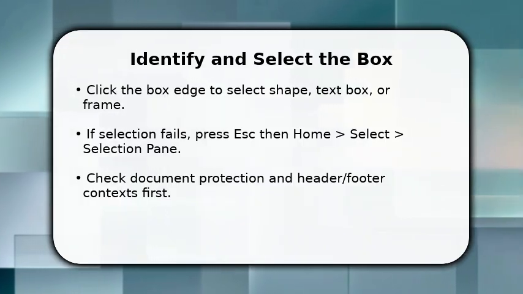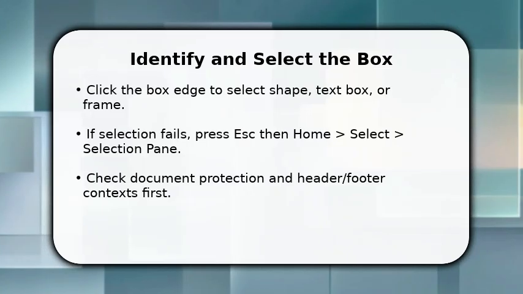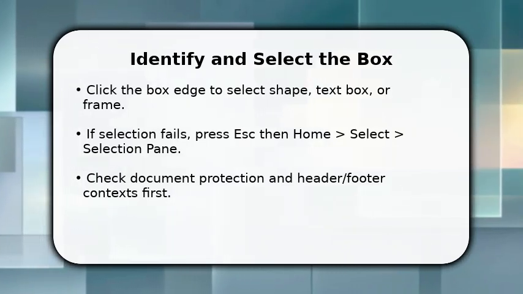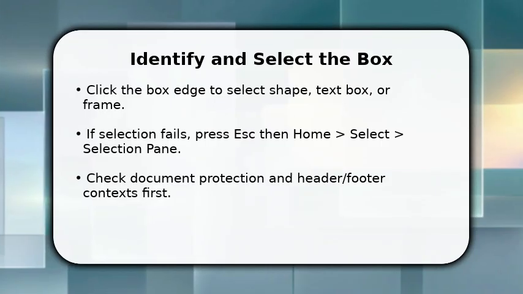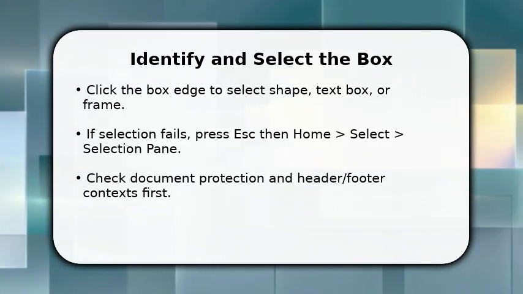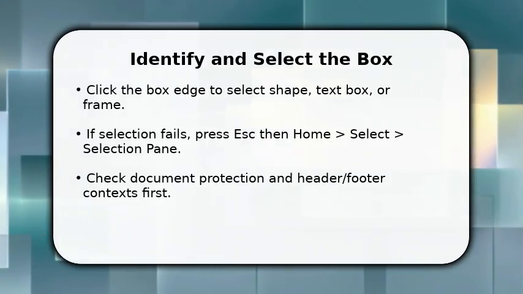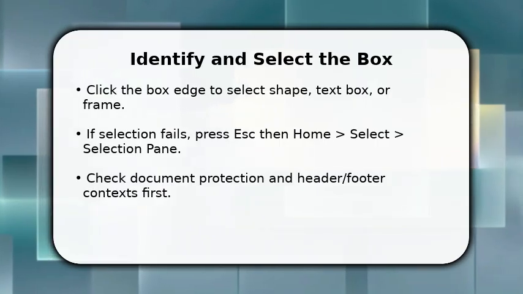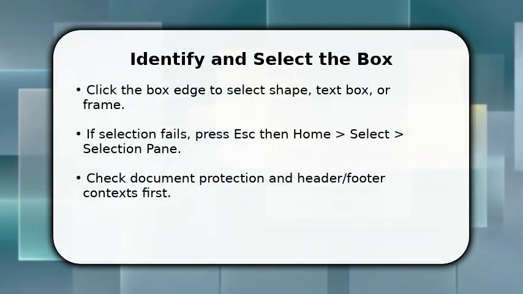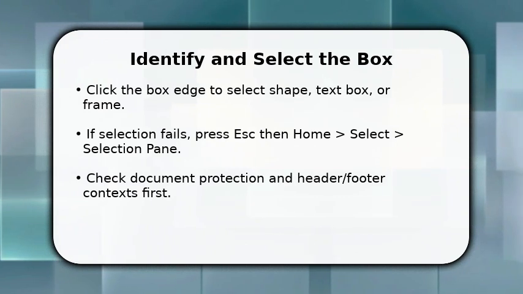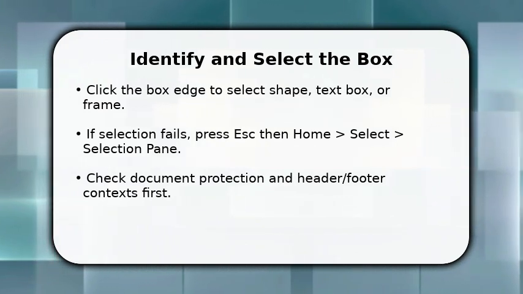If it won't select, open Home, Select, Selection pane to isolate the object. Make sure the document isn't protected and that the object isn't inside a header/footer. These contexts change how removal works. Once selected, you can move straight to formatting or deletion actions because selection reveals the correct controls.